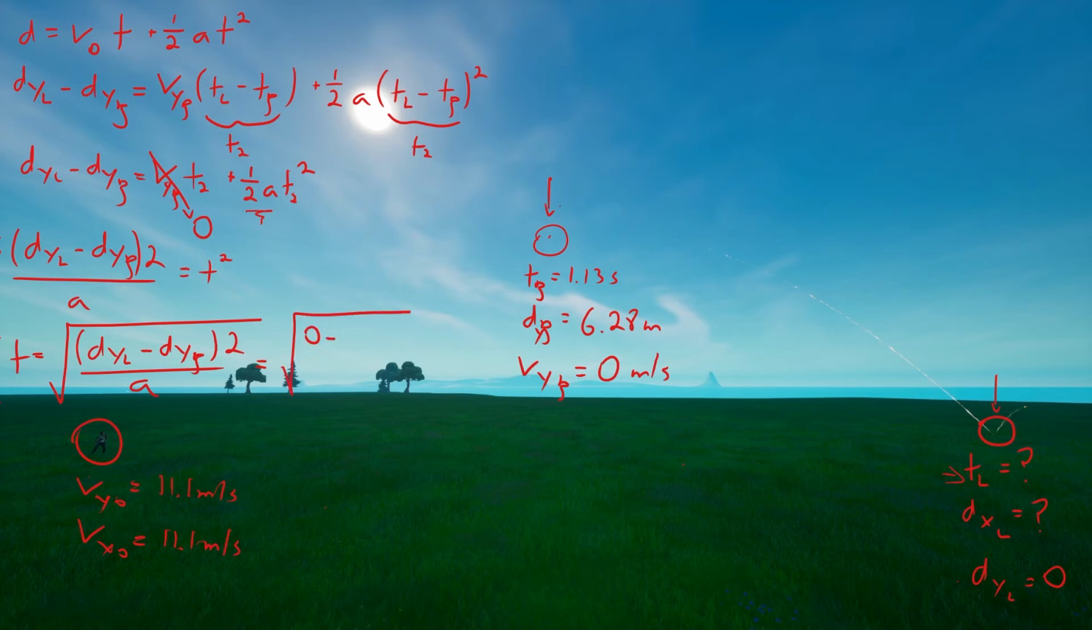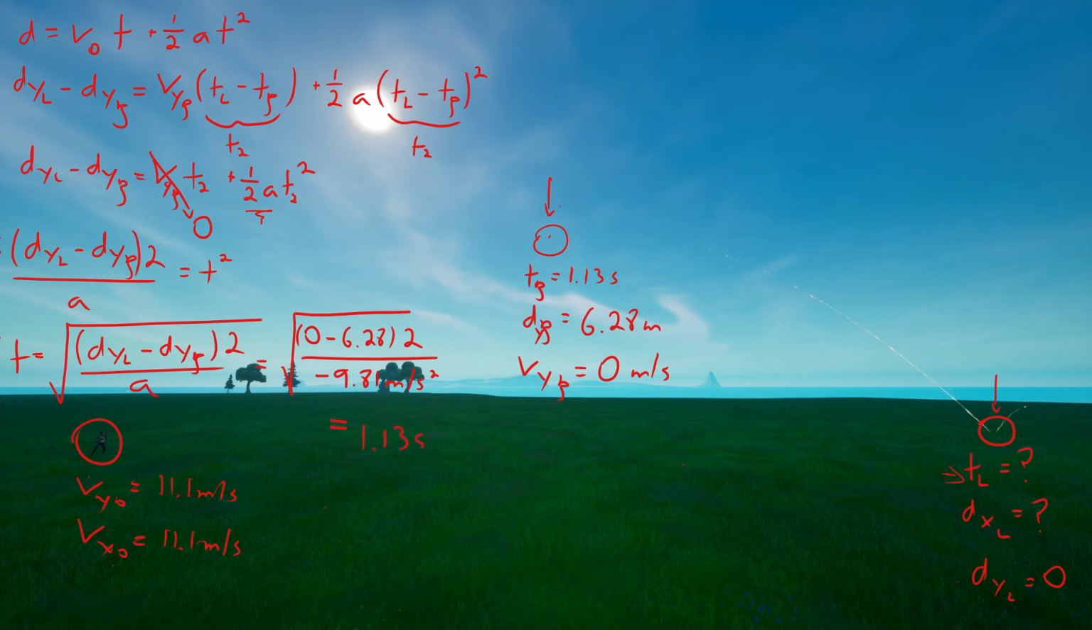And that's our equation for time. Fill in the numbers that we know, and that'll be time equals the square root of distance at the ground, which is 0, minus distance at the peak, which is 6.28 meters. We stated it before. All of that times 2 divided by gravity, which is 9.81 meters per second squared. Plug it into the calculator, and we get our answer, which is, surprise, surprise, 1.13 seconds.